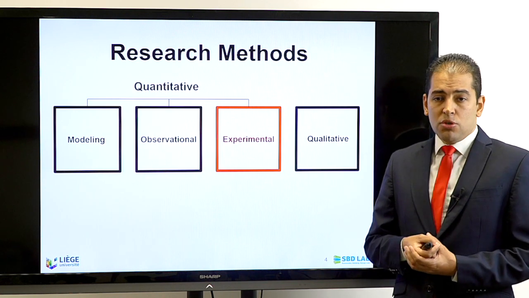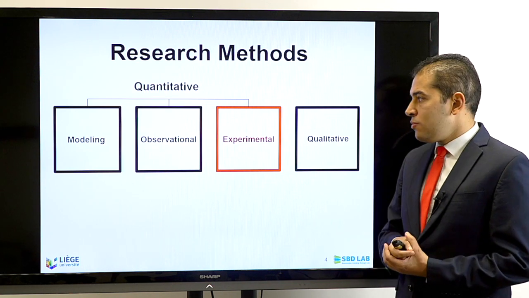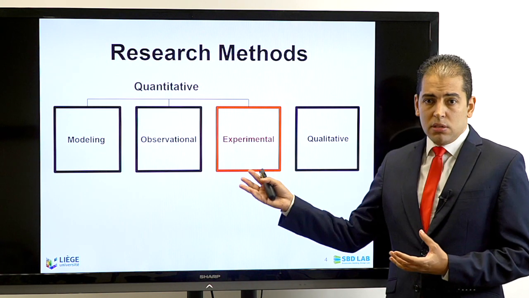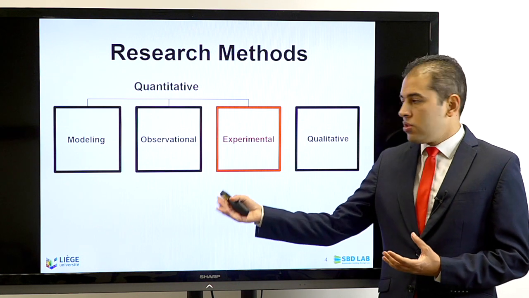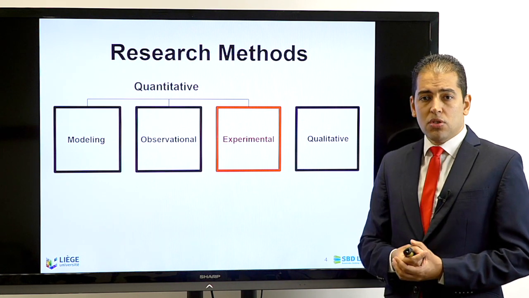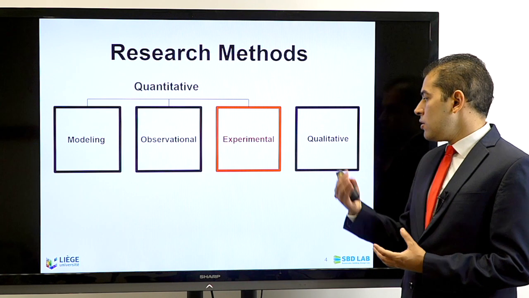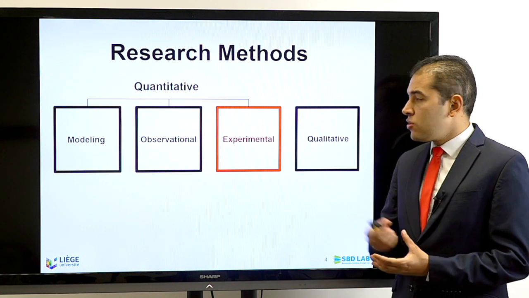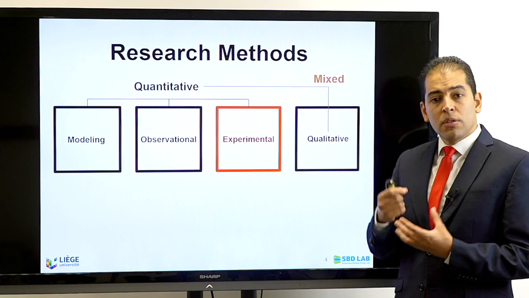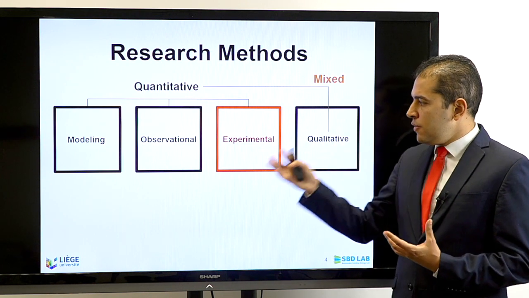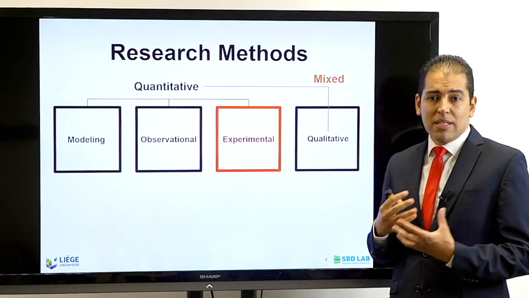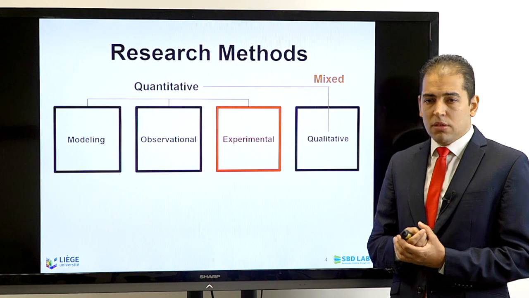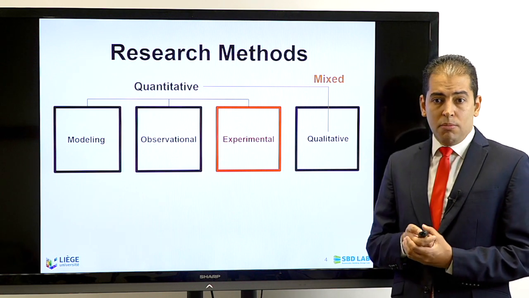When we talk about research methods, there are four main research methods grouped under two categories. Category one is quantitative research that includes the modeling research, observational research, and experimental research. And the second group is the qualitative research. In this sense, we are focusing on experimental research method, and some other people can combine different types, and they call it the mixed approach that combines one of the quantitative research methods with qualitative research methods.